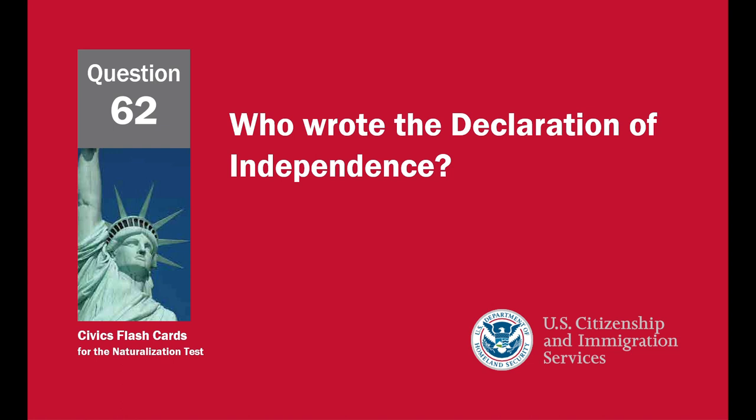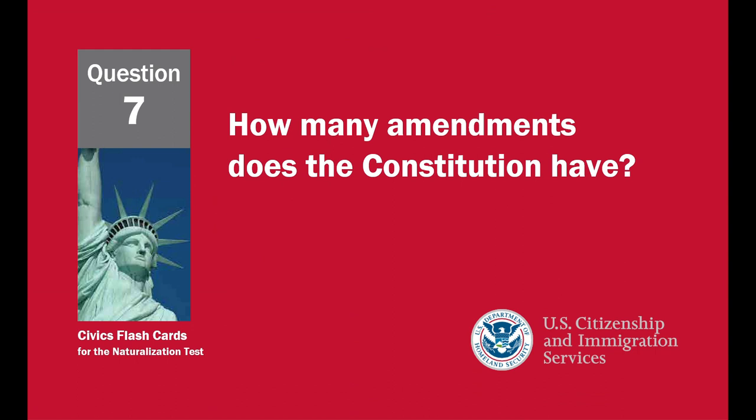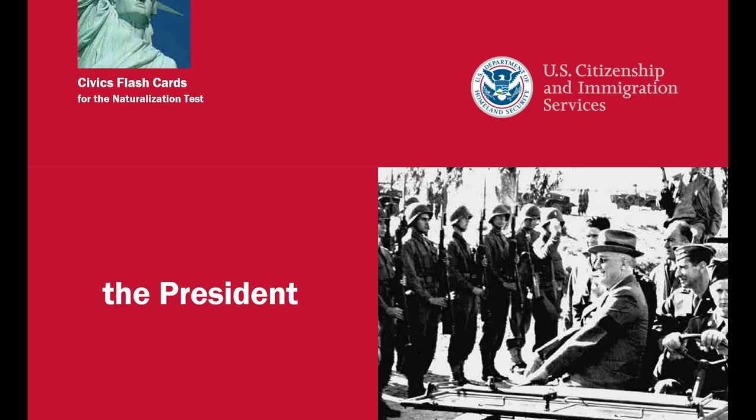Who wrote the Declaration of Independence? Thomas Jefferson. How many amendments does the Constitution have? 27. Who is the Commander-in-Chief of the military? The President.